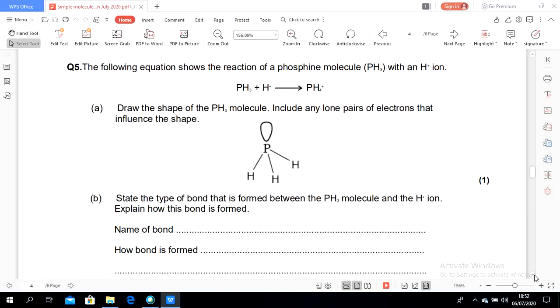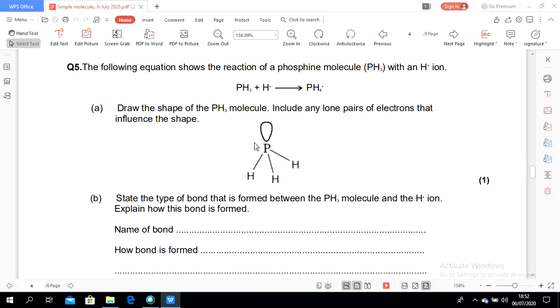Now number 5. Draw the shape of the PH3 molecule. Phosphorus has 5 electrons in the outermost shell. 3 have been occupied with hydrogen, leaving 2 electrons free. The 2 free electrons become a pair of electrons.